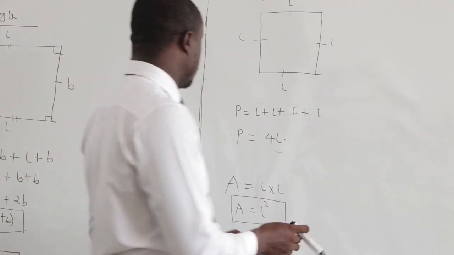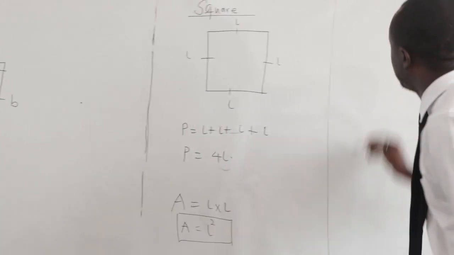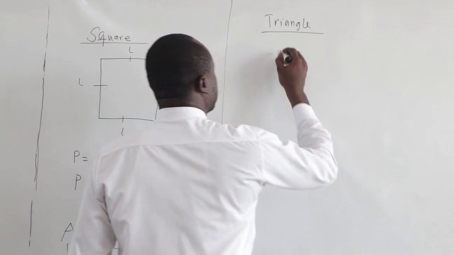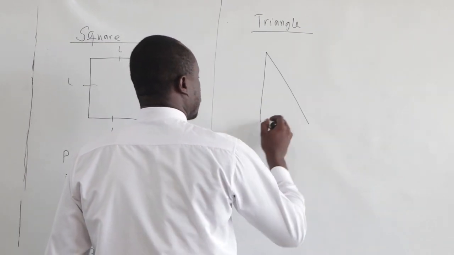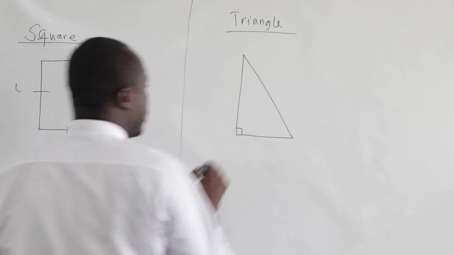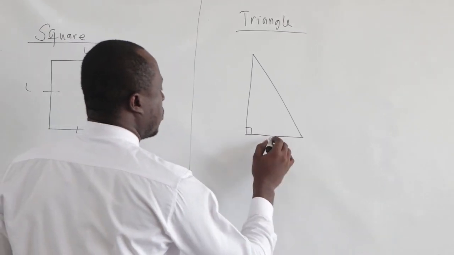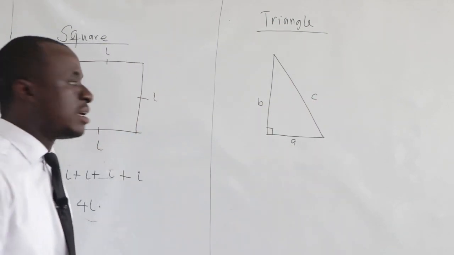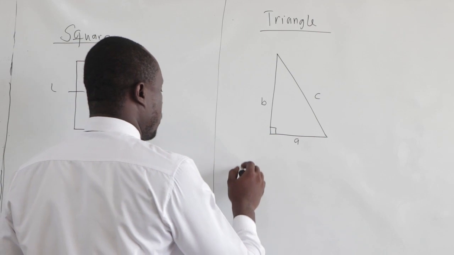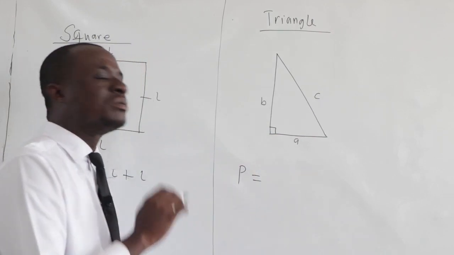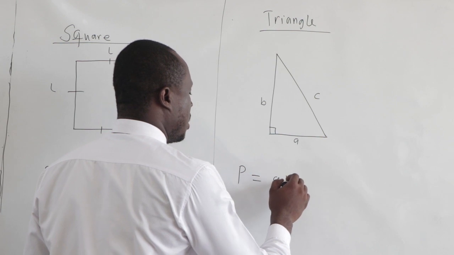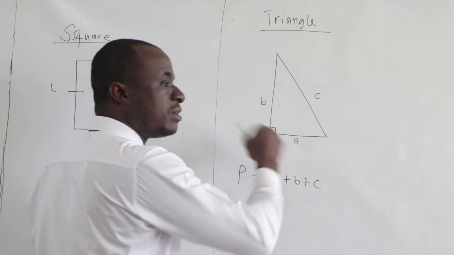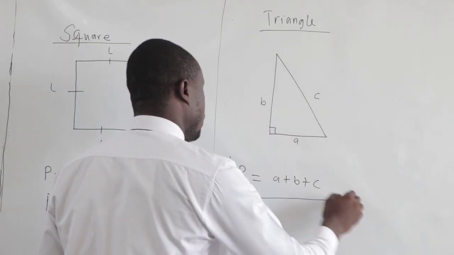Now, the next thing that we want to look at is a triangle. This is a right angle triangle. Let's say this side is A, this is B, and then this is C. Now, perimeter is the total distance around the triangle. So you can say A plus B plus C. This is our perimeter.